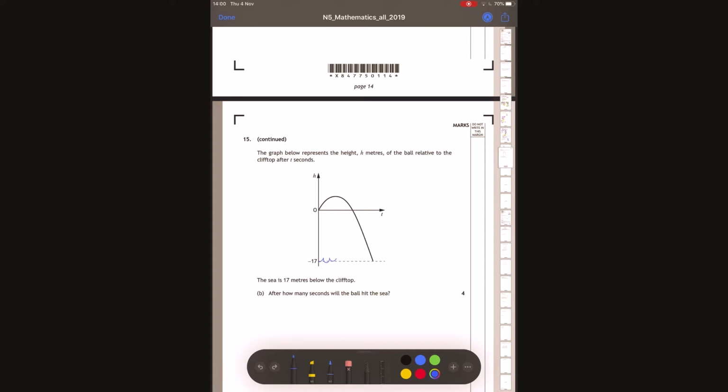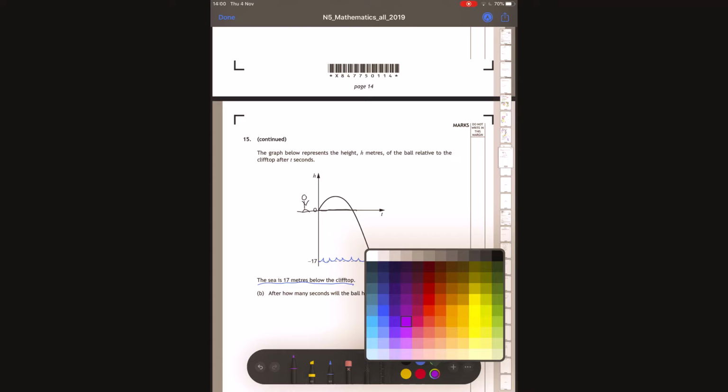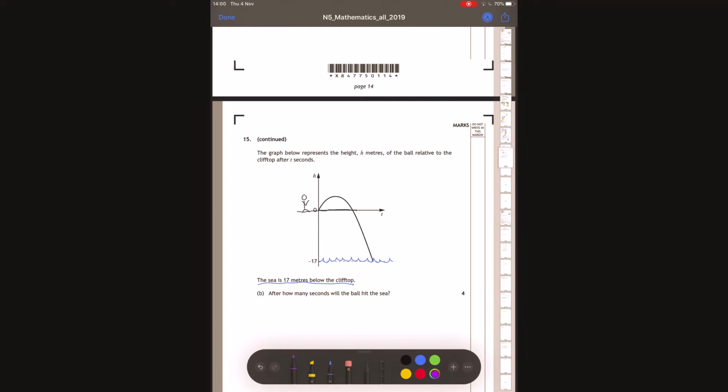So here's the sea. The sea is 17 meters below the cliff top. In the picture, our man was here, and this was the cliff, so this was our cliff top, and then he kicked it like that. And we know, as I said before, this is a quadratics question, because we were given a quadratic equation.